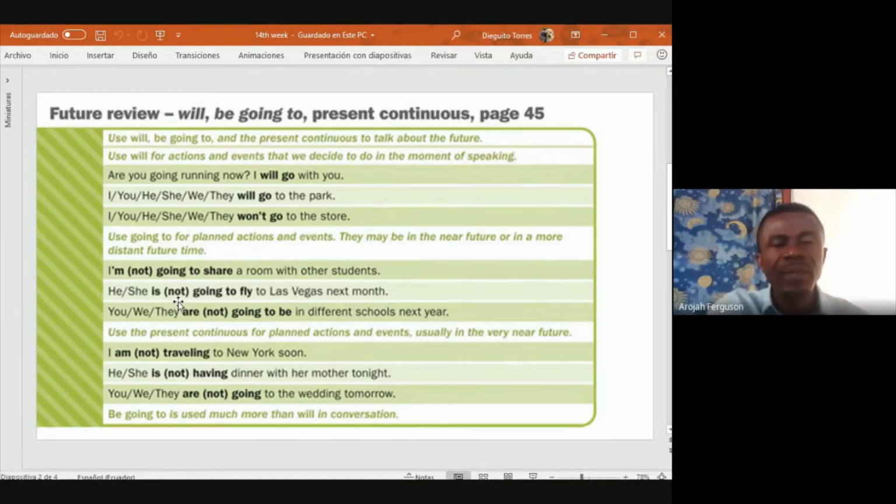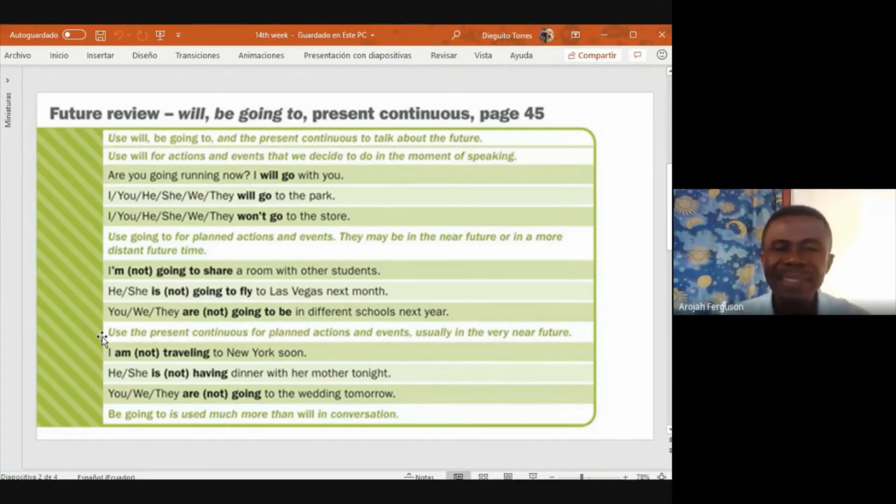Very good. The next one, we have pronouns as well, but they are in the plural form: you, we, and they. We are not going to be in a different school next year. You are not going to be in a different school next year, and they are not going to be in a different school next year. Now try and change this one into positive. So for example, you have you will or you are going to be in a different school next year. You are, with we and they. What do you get? We are going to be in a different school next year.